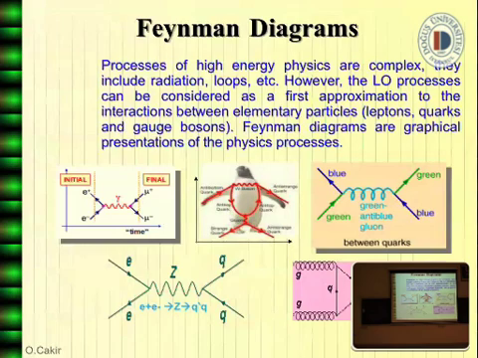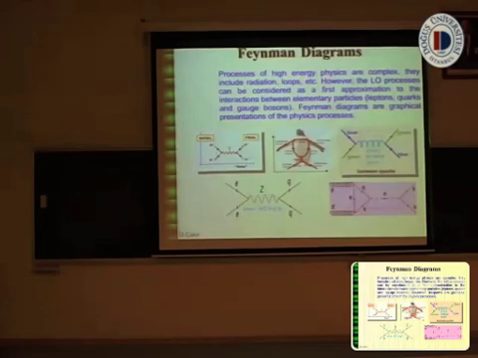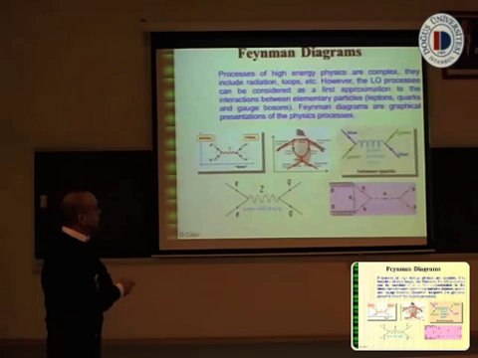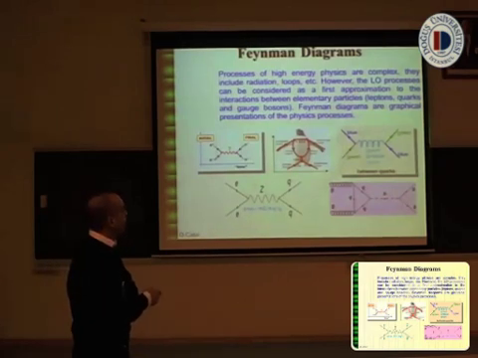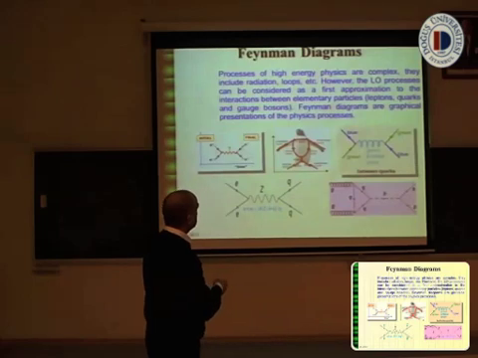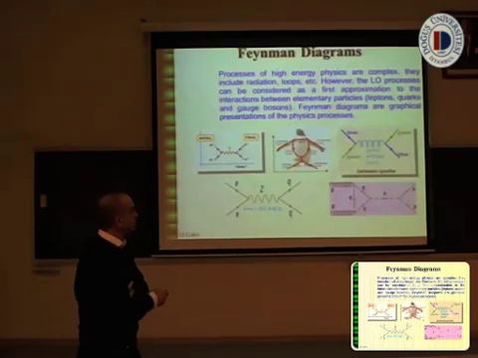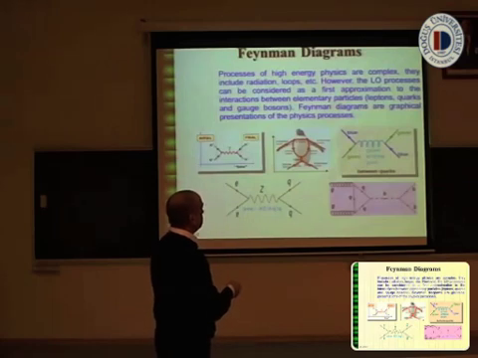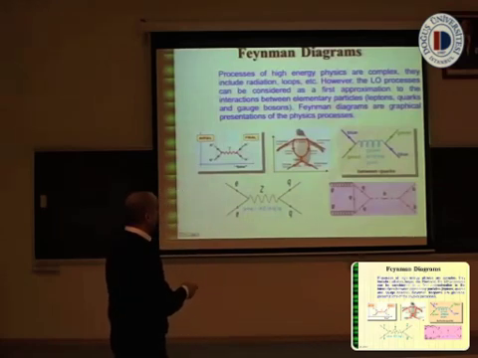What does a Feynman diagram show? For example, this one: in the initial state, an electron and positron annihilate by exchanging a photon in the middle, and we get the final state here, in time and in space. This diagram shows a penguin diagram, which is important in meson decays.